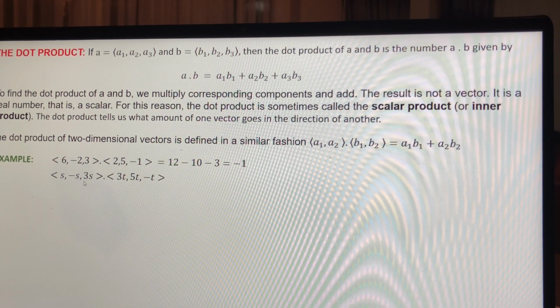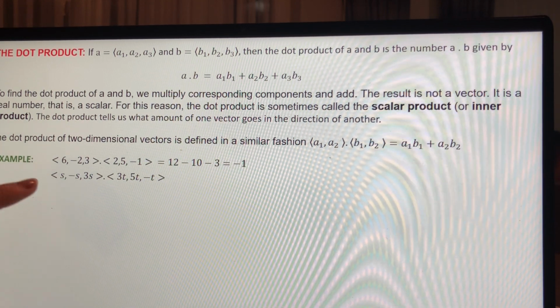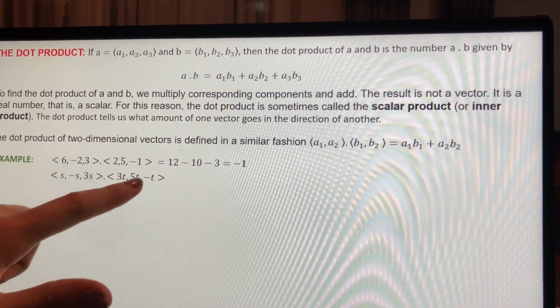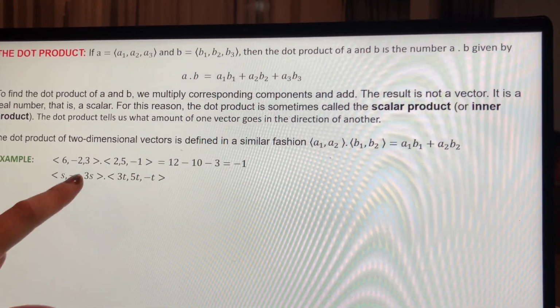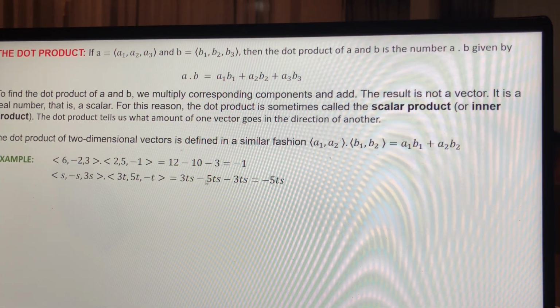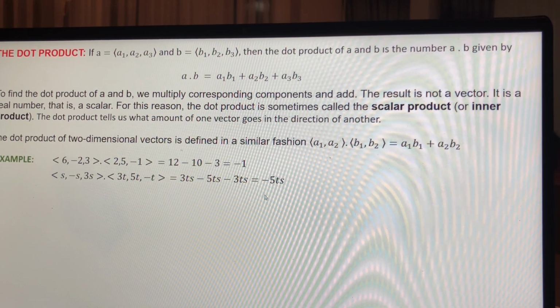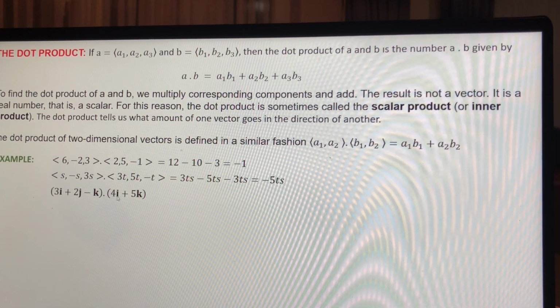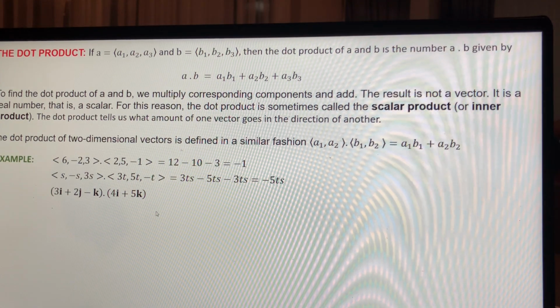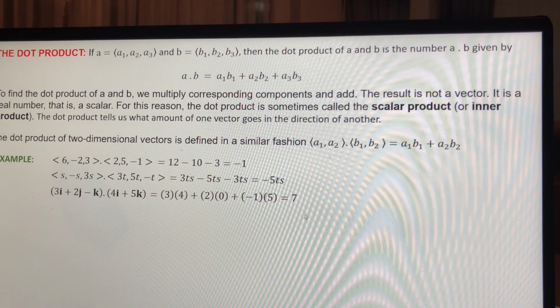And this is a vector given in terms of s and t. If you take the dot product of them the same way, s times 3t is 3ts, 5t times minus s is minus 5ts, 3s times minus t is minus 3ts, and since these all depend on ts, once you calculate it, you will get minus 5ts as an answer. Vectors can also be given in terms of the standard unit vectors: i terms with i terms, j terms with j terms, k terms with k terms. Multiply them and sum them up. 3 times 4, 2 times 0, minus 1 times 5, and the result will be 7.